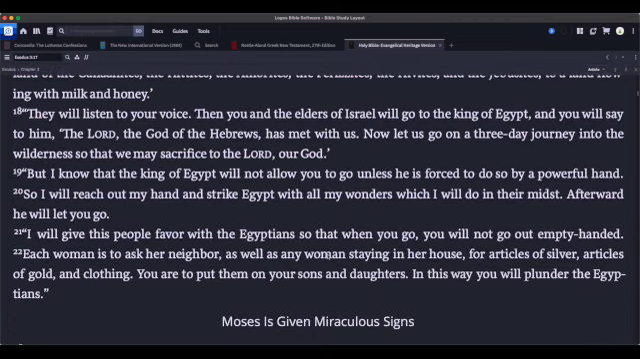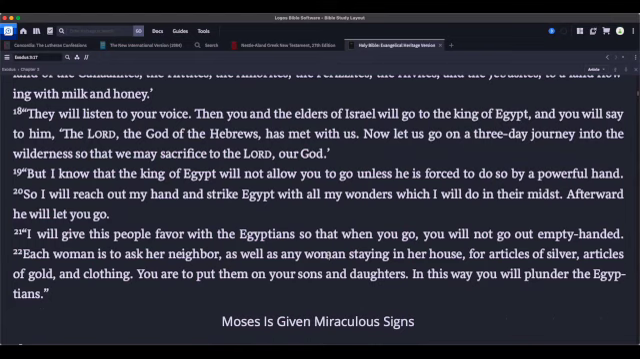Then you and the elders of Israel will go to the king of Egypt, and you will say to him, the Lord, the God of the Hebrews, has met with us. Now let us go on a 3-day journey into the wilderness, so that we may sacrifice to the Lord our God. But I know that the king of Egypt will not allow you to go unless he is forced to do so by a powerful hand. So I will reach out my hand and strike Egypt with all my wonders, which I will do in their midst. Afterward, he will let you go.